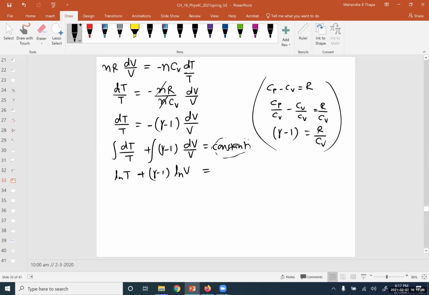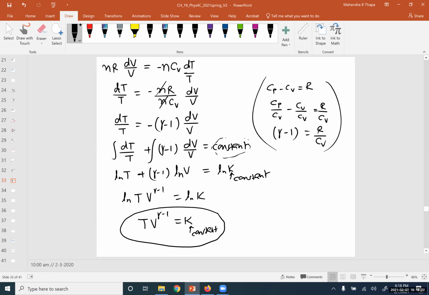If this is the case, I'm going to rearrange as log T V gamma minus 1 equals log k. So we can write T V gamma minus 1 equals constant, where k is constant. This is one of the important results in this adiabatic process.